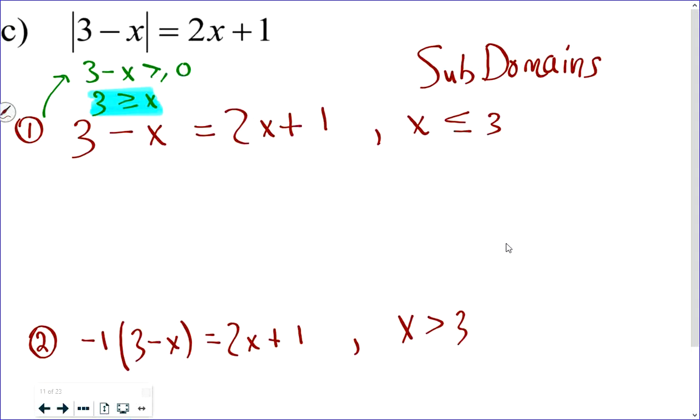So you solve the first equation. This is 3x equals 2. I add x to both sides. I subtract 1 from both sides. I divide both sides by the coefficient of x, which will give me x equals 2/3. Let's just take a quick peek up here. Is 2/3 a number that is less than or equal to 3? Yes. We don't need to put it into the original equation. It is going to work.